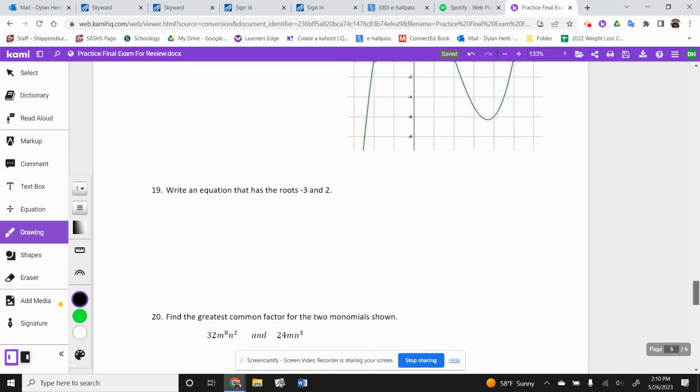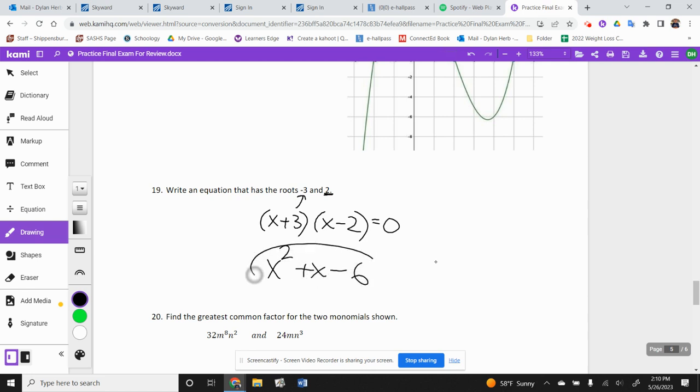Write an equation that has roots of -3 and +2. The easiest way to do this is if I know that a root is -3, then I know x plus 3 is a factor. If I know that one of the answers is 2, then I know that x minus 2 is also a factor. And so you can just go ahead and do box method, FOIL. You can multiply these two factors together, which should be x squared plus x minus 6. And you have now made an equation that has -3 and +2 as solutions by working backwards.